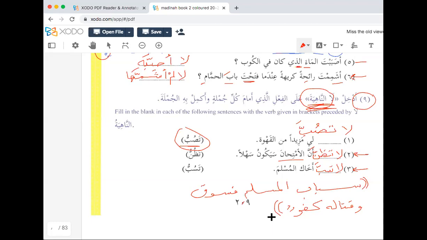So we know now that kufr here is an action that shows the severity, but it is an action that doesn't take a person outside the fold of Islam, because kufr has levels. And that is what Abdullah ibn Abbas radiallahu anhuma said.